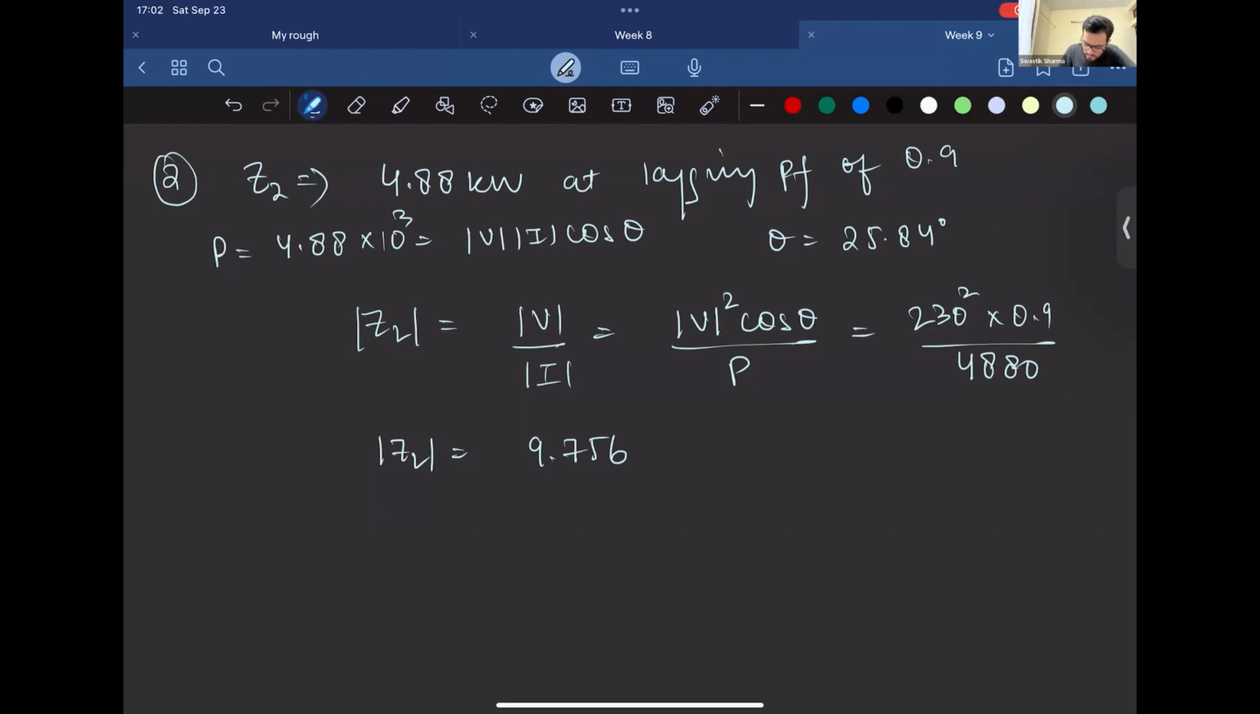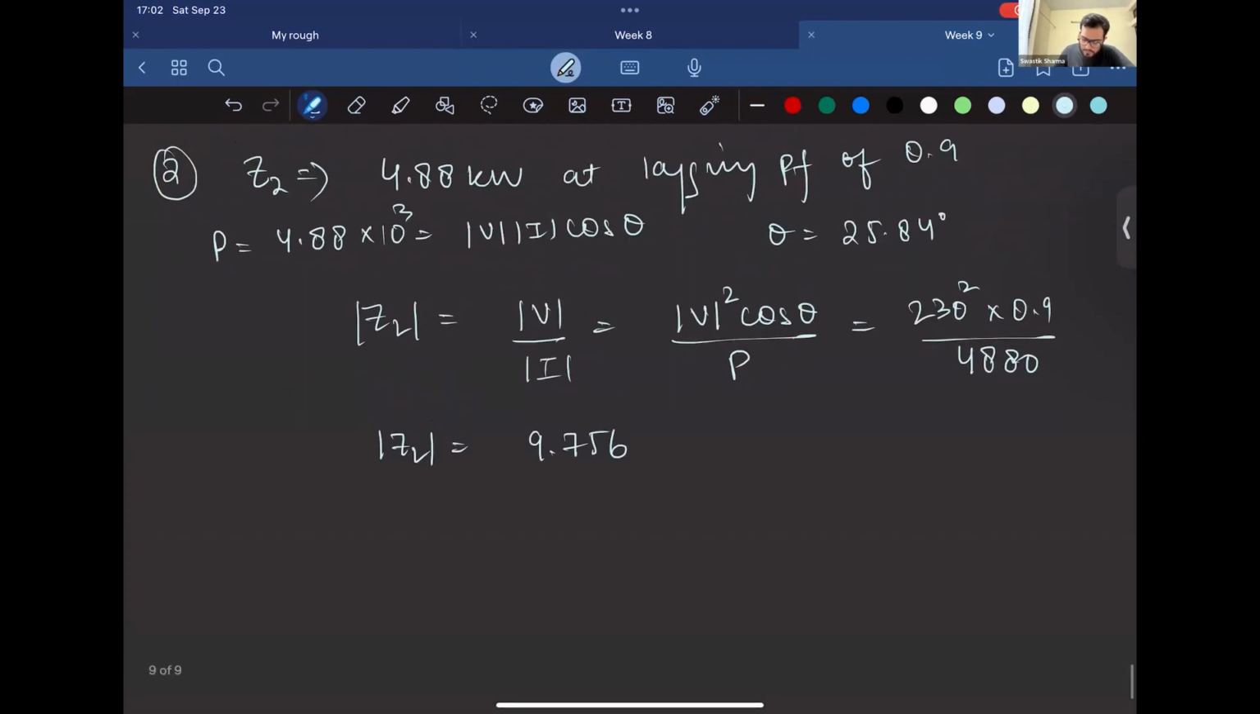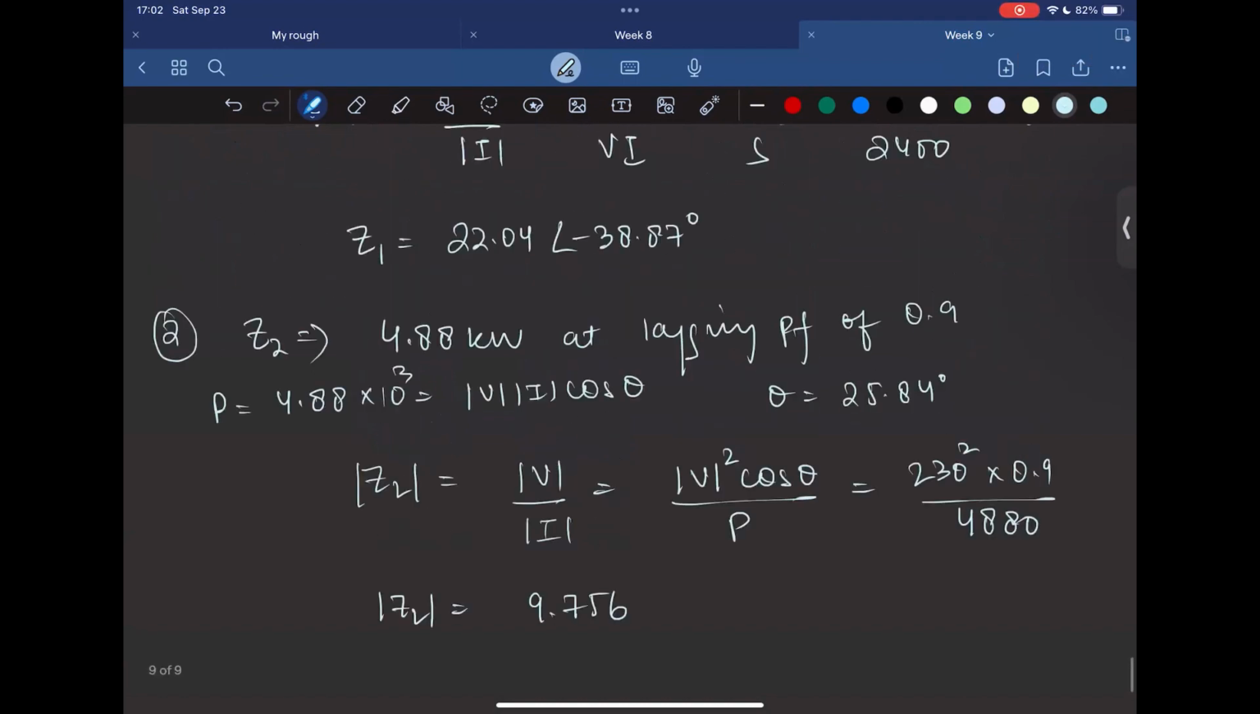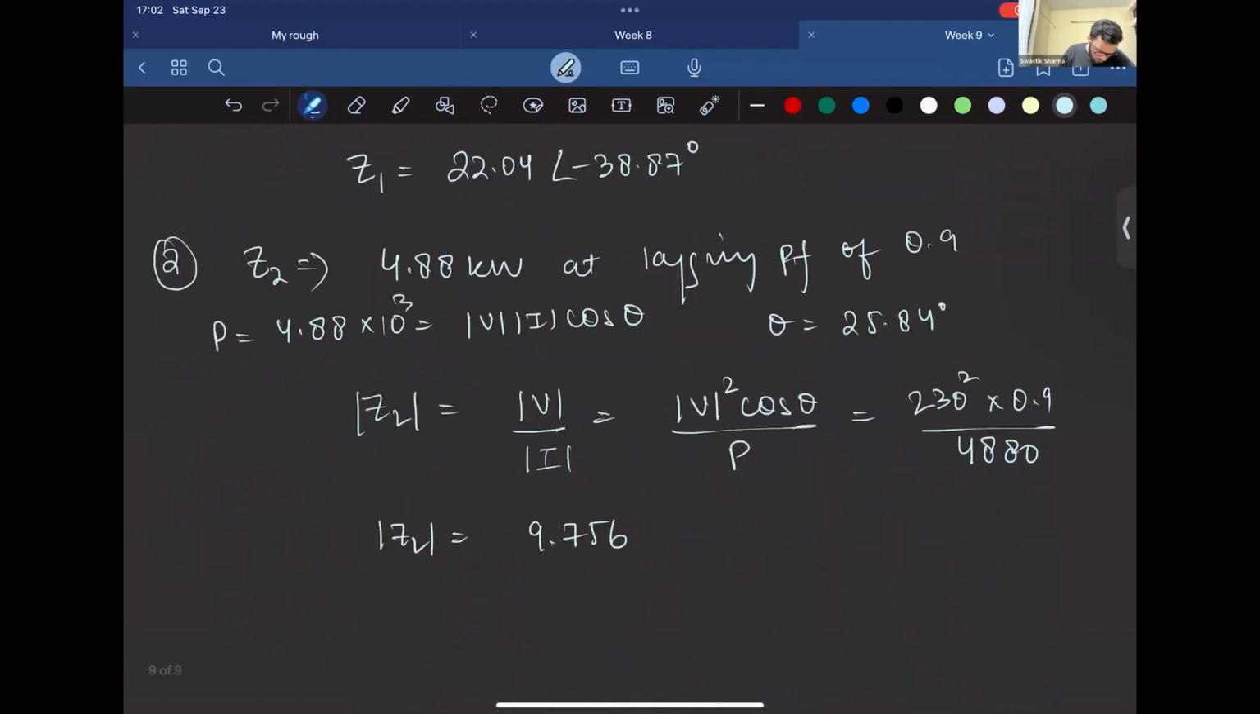Just a second, let me see. P is 4880, so it's real power, not apparent power anymore. Did you do it using the real power value only? Yes, sir. Just a second. 230 square into 0.9 divided by 4880. In my case it comes out to be 9.756 only. So can you tell me how you did that so that I can help you with it?